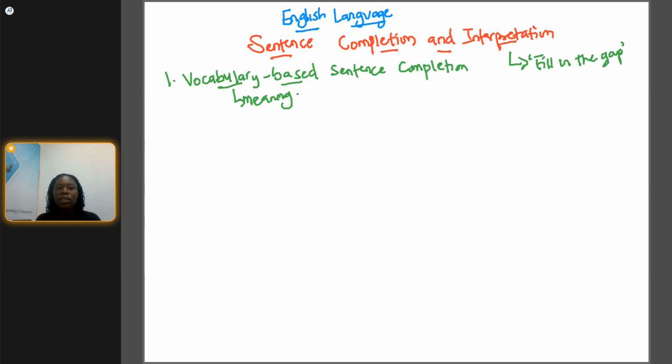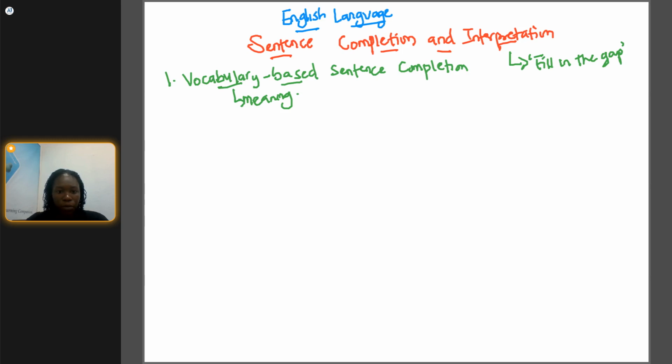So, like I mentioned, vocabulary based has to do with meaning. In this filling the gap question, what you are going to be tested on is basically how you understand the meaning of words, so that you know the appropriate word out of the four options that you're going to be presented with, to fill into the empty space. So we're going to be having some examples to this effect.